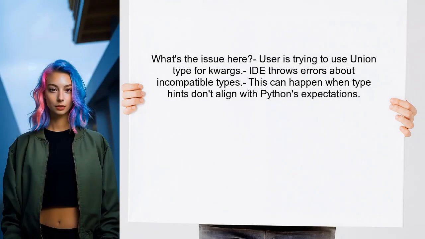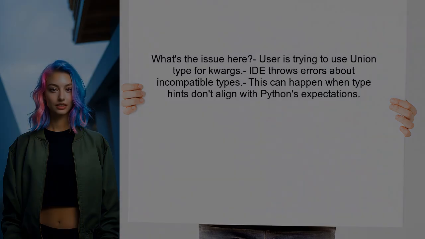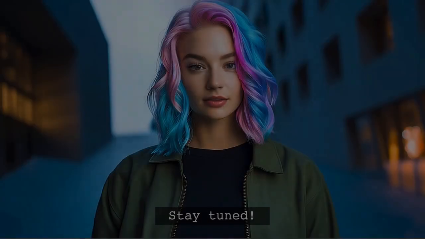So what's the issue here? The user is trying to use the union type for kwargs, but the IDE is throwing errors about incompatible types. This can happen when the type hints don't align with how Python expects them to be structured. Let's break it down.